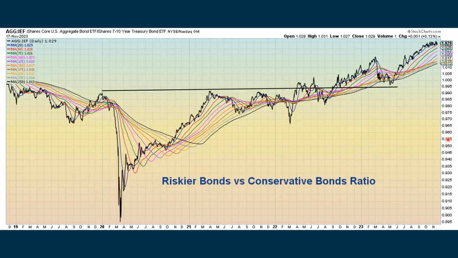We look at a ratio between the riskier bonds like junk bonds and more conservative bonds like government bonds, and folks are still tending to prefer the riskier bonds because they give kind of a substantial yield that is higher than government bonds. They're willing to take on the risk to get the better return in those bonds.